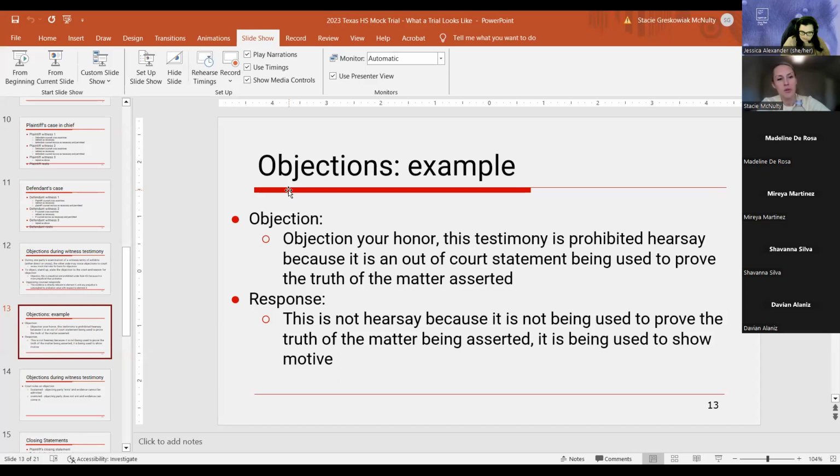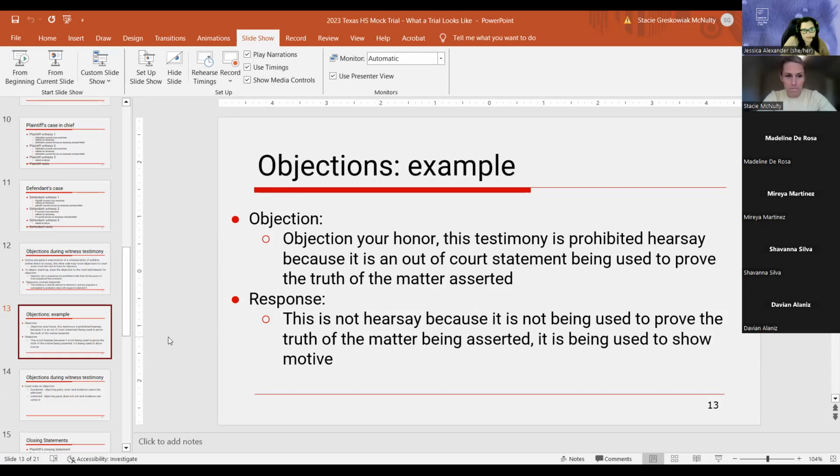Similarly, the one we just did was about prejudicial. This one is just a response that mirrors the grounds of the objection. So: "Objection, Your Honor, this is prohibited hearsay. It's an out-of-court statement being used to prove the truth of the matter asserted." And if I'm responding after the judge asks, I say, "This is not hearsay because it is not being used to prove the truth of the matter being asserted. It is being used to show motive." Something like that. Basically I'm saying no, it's not being used to prove the truth of the matter asserted, it's being used for something else. So even if I haven't thought it through, I've got a little bit of a script, because listening is really important when it comes to objections.